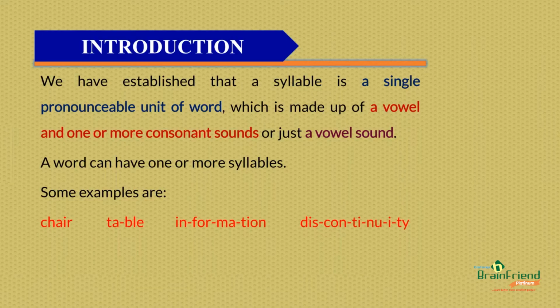We have established in our previous class on words of 4 syllables that a word is made up of 1 or more syllables. A syllable is a pronounceable unit of words. Let's take a look at some examples. We have chair, which is made up of 1 syllable. We have table, which is made up of 2 syllables. We have information, which is made up of 4 syllables. And lastly, we have discontinuity, which is made up of 5 syllables.